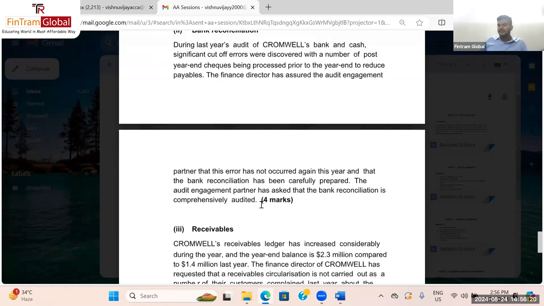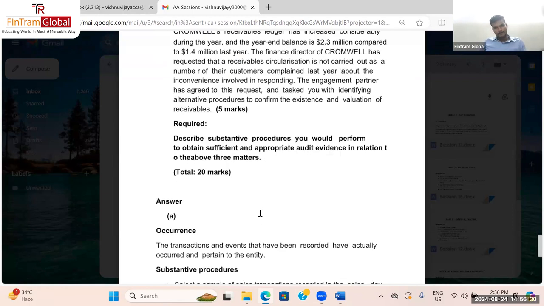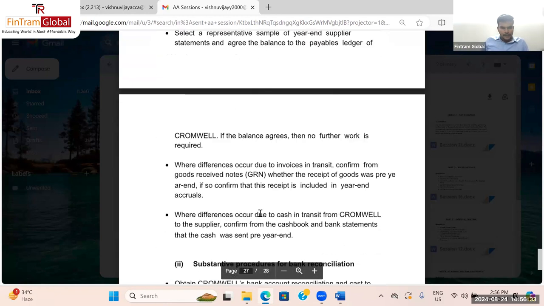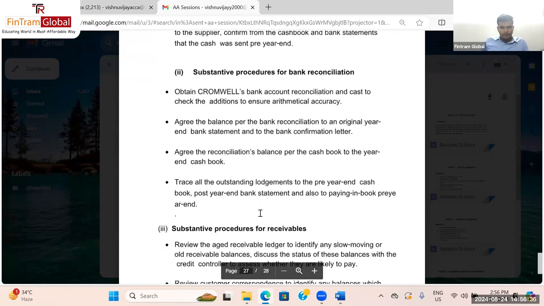Again, bank reconciliation, so think of it from that perspective. They're not saying that the bank reconciliation is not conducted. They're saying that it has been conducted, but there were a few issues. So of course we can obtain the bank reconciliation first of all, cast it to check for additions to ensure arithmetical accuracy. Simply recalculate, simple as that.